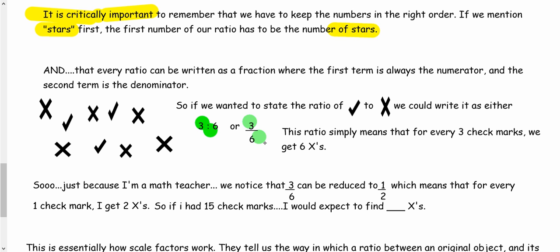It's important that when we say check marks to x's, 3 is the number of check marks. If it's coming first, then we have to write it down first. And if it's first, it has to be the first one in the fraction, the numerator. The ratio simply means that for every 3 check marks, we get 6 x's. Hope that's not a math test I wrote.